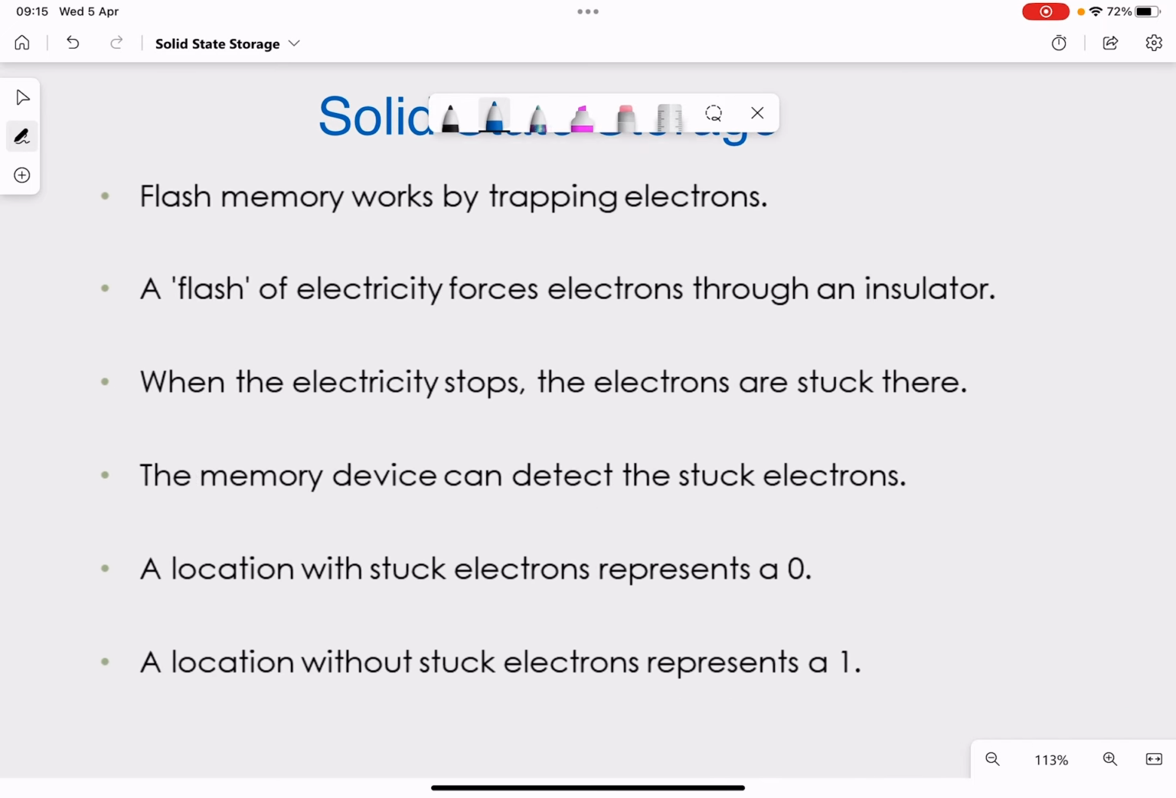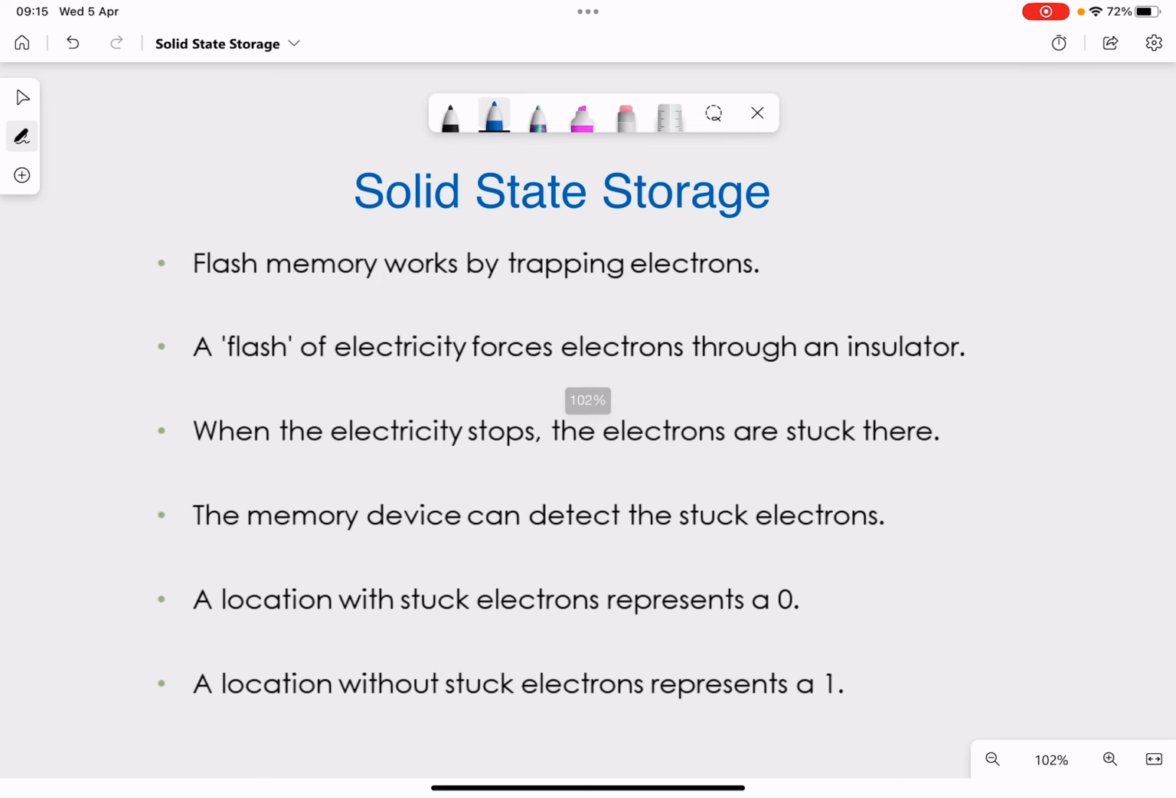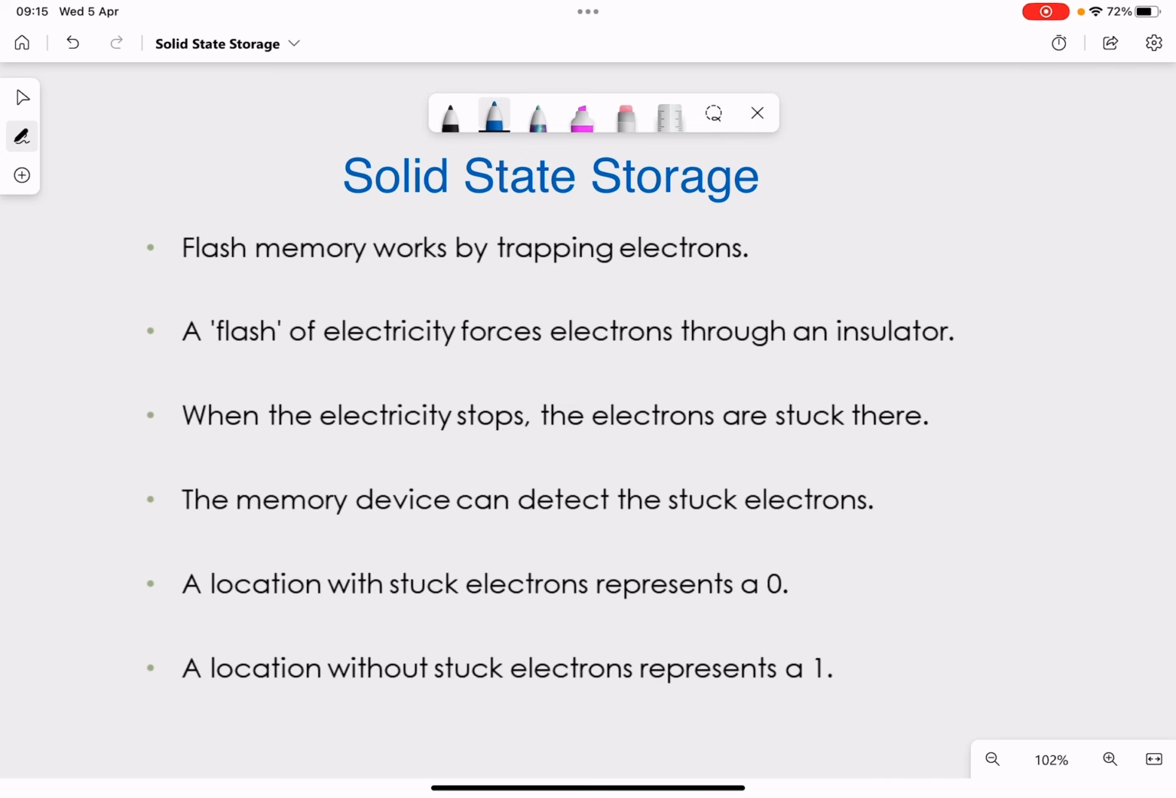So let's see how it works. So we have our solid-state drive. And as I said before, it works by trapping electrons. So we do this by sending a flash of electricity that forces electrons through an insulator. When the electricity stops, the electrons are stuck there. Okay, so we're forcing electricity through. When we stop the electricity, the electrons are stuck where we've put them.